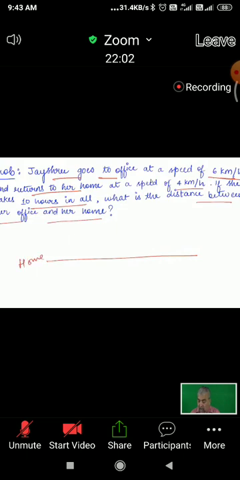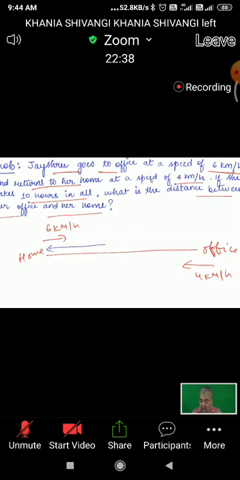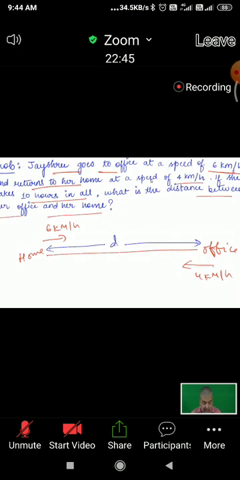This is home and office. Now, she goes to office at a speed of 6 kilometers per hour and returns to her home with a speed of 4 kilometers per hour. And for the to and fro journey, she takes what time? 10 hours. Okay. Now, suppose the distance between her home and office is d kilometers. No issue, Palak Chaurasia. Okay, d kilometers.